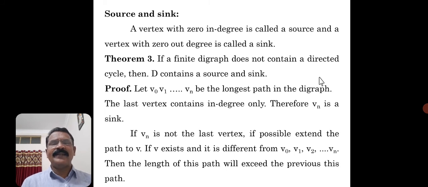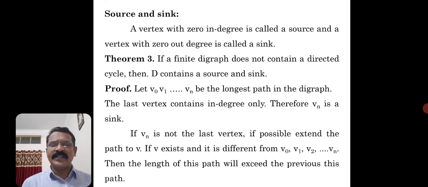If a finite digraph does not contain a directed cycle, then D contains a source and sink. So this is the theorem. Okay. So let us prove or try to prove this theorem.